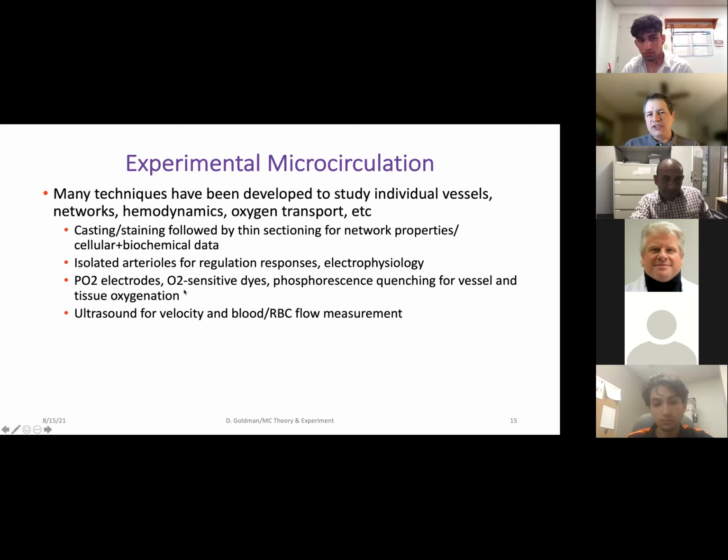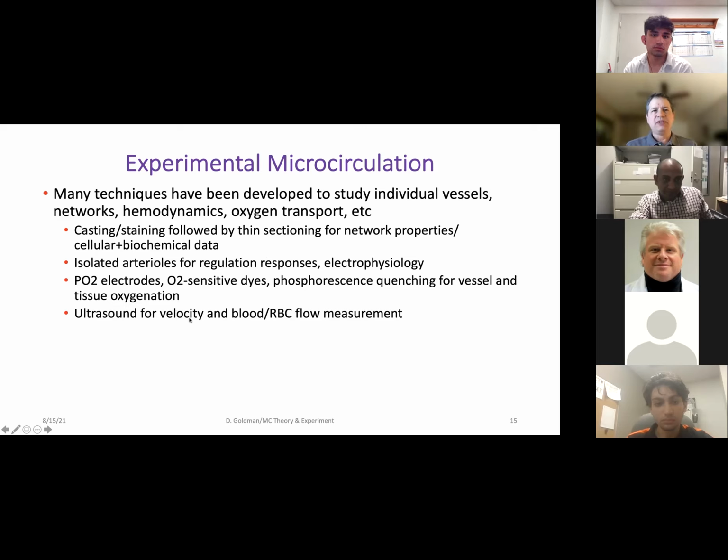In terms of oxygen, you can do things like electrodes. I think some of you have probably taken 3507. We talk about putting a PO2 electrode into a tissue that can measure O2. There are dyes, and a fairly recent method for this is called phosphorescence quenching. So you put a dye in there, but how fast, when you excite it with light, how fast it decays depends on the oxygen concentration. And so that's a good way to measure oxygenation in vessels and tissue.